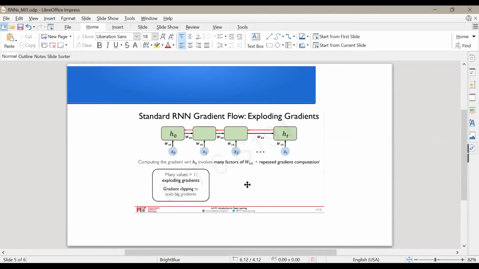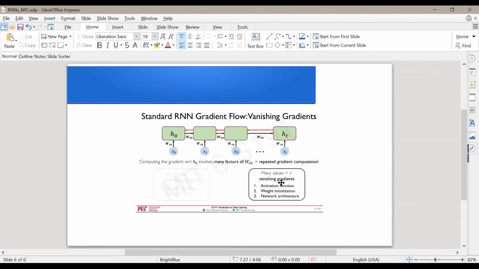And then the other problem is the vanishing gradients. If there are lots of values that are less than 1, then when you propagate this backwards towards H0, you can get the gradient going to 0, and then your model stops training because the gradients, which is what controls the updates, are 0.